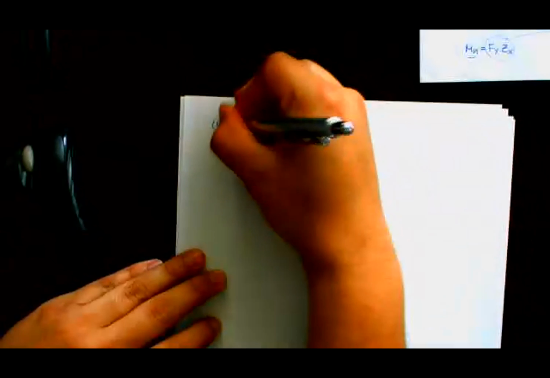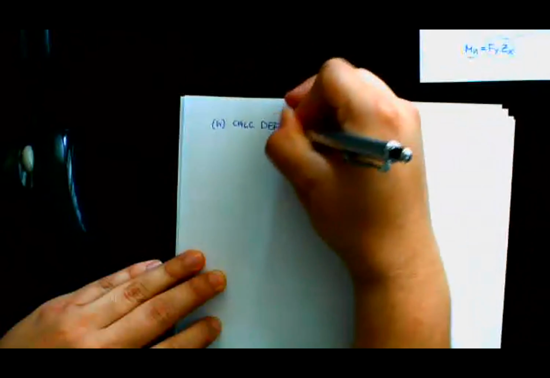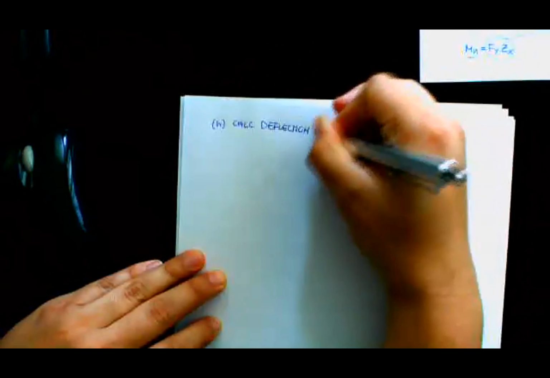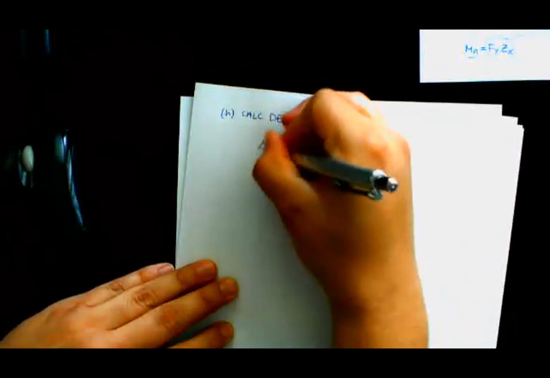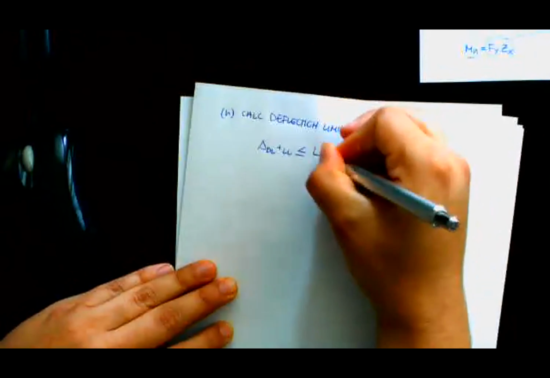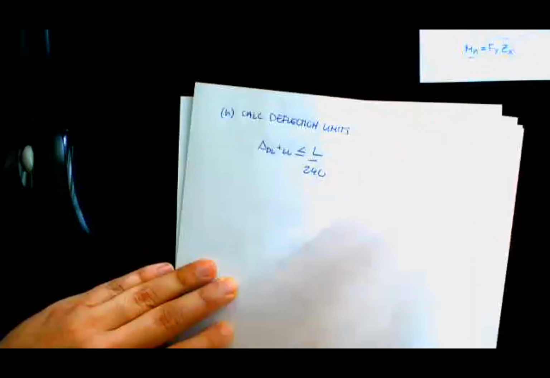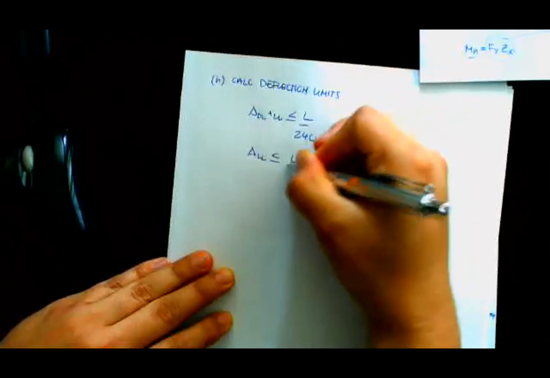Now, this is the part that, if you haven't gotten confused yet, I want to make sure to walk through, okay? Code tells us that the maximum deflection allowed on a beam, when you add the dead load and the live load, should be less than or equal to L over 240. This is straight from the code book. It also tells us that the maximum deflection for just the live load should be L over 360.